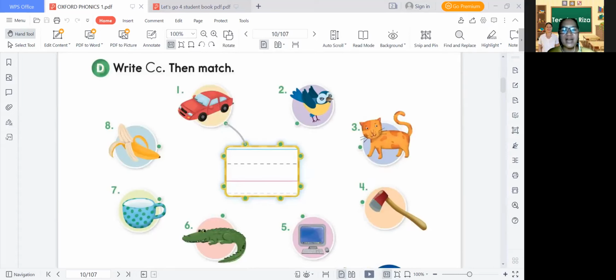Okay, so we have the letter D activity. Write C, then match. Okay, so this time we are going to match the pictures. Okay, are you ready? Yes. Okay, let's start. So, which of these pictures starts with the letter C? Do you think banana starts with letter C? Yes or no?